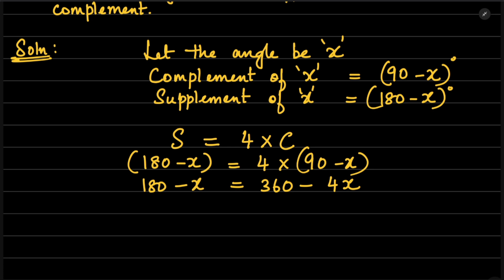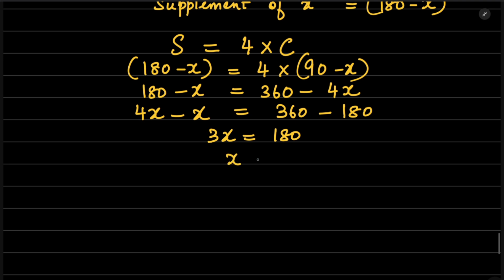Take everything to one side. So 4x comes here, minus becomes plus. 4x minus x is equal to 360 minus 180. What is 360 minus 180? It's again 180 only. 4x minus x is 3x, right? So x is equal to 180 divided by 3. 3 sixes are 18. x is equal to 60 degrees.